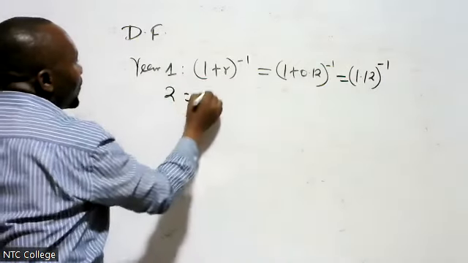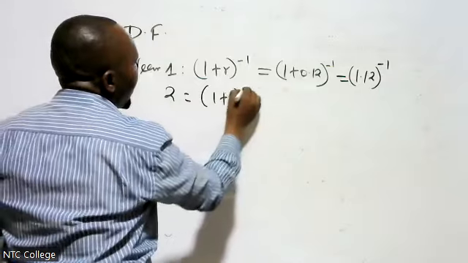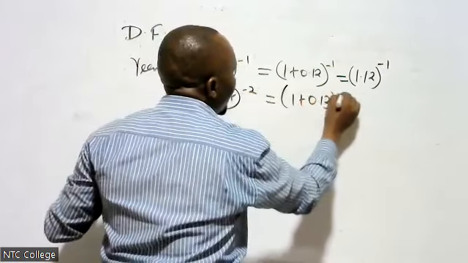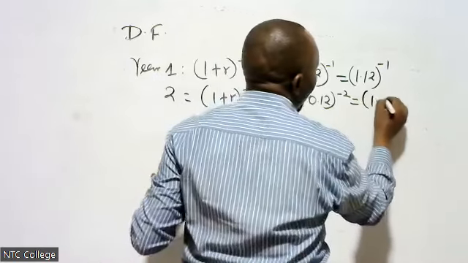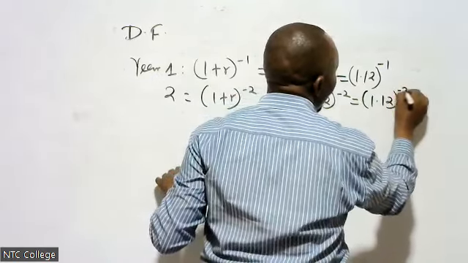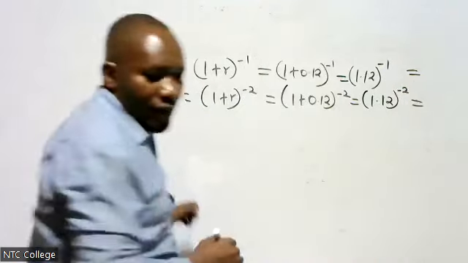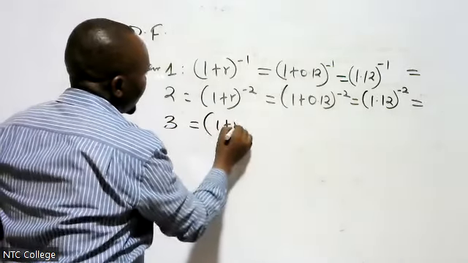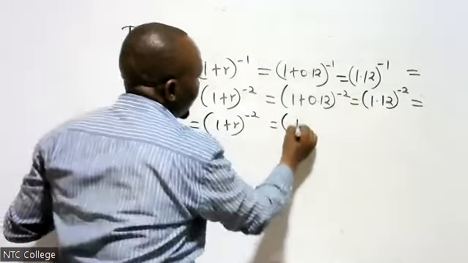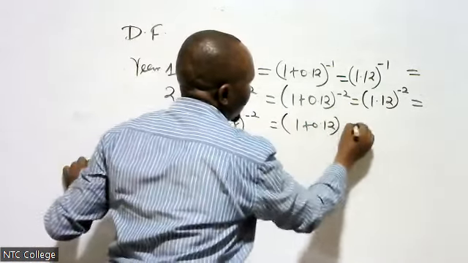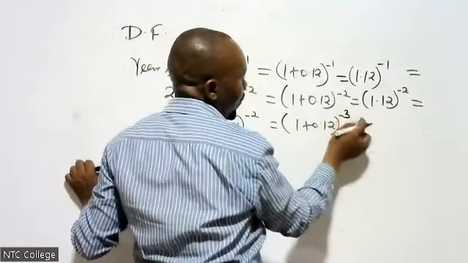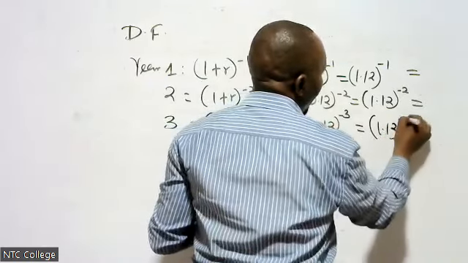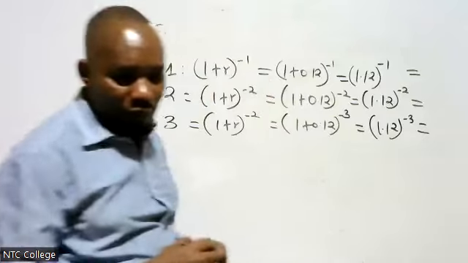Then year 2, we have 1 plus r raised to -2, which is the same as 1 plus 0.12 raised to -2, which is the same as 1.12 raised to -2. What is the answer? That is the discounting factor. Then year 3, we have 1.12 raised to -3. Get me those ones, and then we go.